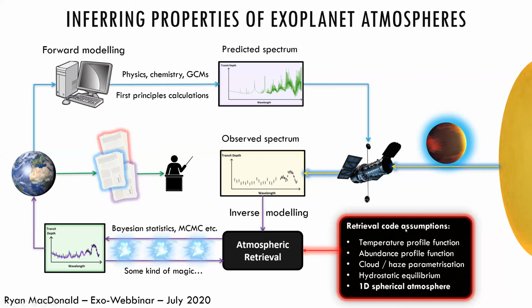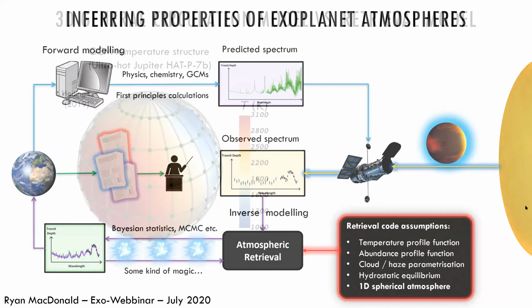I won't go through all of them, but I want to highlight and focus today on this assumption that essentially has been true for almost all of transmission spectra retrievals over the last decade, namely that the atmosphere is one-dimensional. So what do I mean by that?